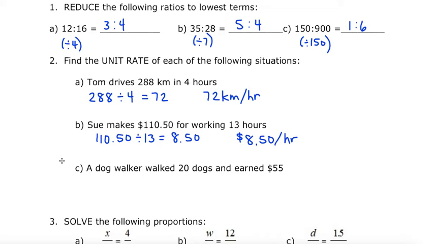And the last example, a dog walker walked 20 dogs and earned $55. So we want to know how much they earn per dog. So we're going to take the total amount that they earned, 55, and divide it by the number of dogs that they walked, which is 20. And that gives us an answer of 2.75. So that means this person made $2.75 per dog.